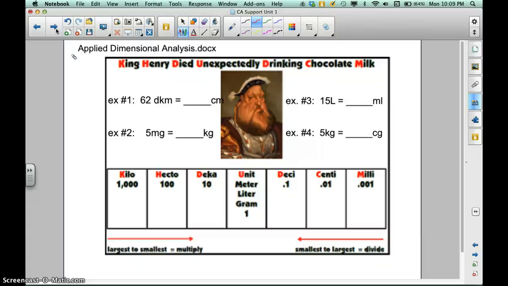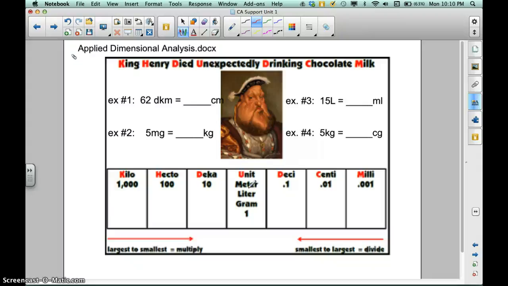So this is the order and how many is in each. And a good way to remember the order is what's written at the top here. King Henry died unexpectedly drinking chocolate milk. It's silly, I know, but it will help you remember. K for kilo, H in Henry for hecto, D is deca. Units goes in the middle, so the plain unit, if there's no prefix, is that center spot. Deci for D, centi for C in chocolate, and milli for M in milk.